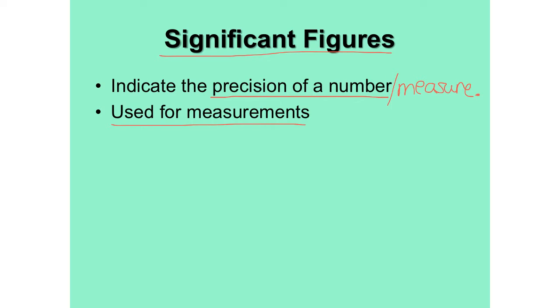Now, if we take very precise measurements, we can have a very precise answer. If we have more estimated measurements, your answer can only be estimated. So significant figures will help us determine how we should be rounding all of our answers. And we are going to work with that in our next video. In this video, we are just going to work with, here's a number, look at it, determine how many significant figures it has. And then again, next video, we'll apply that to rounding.